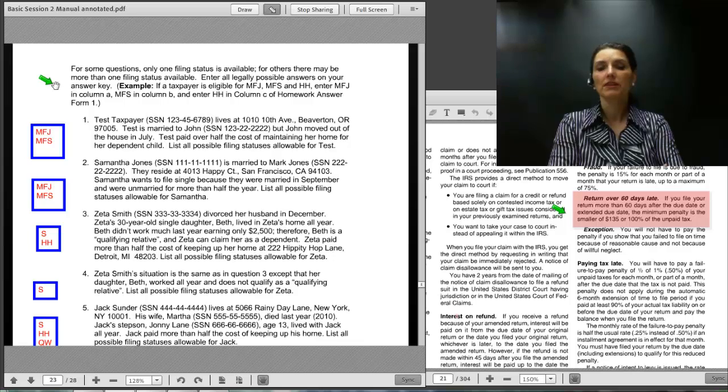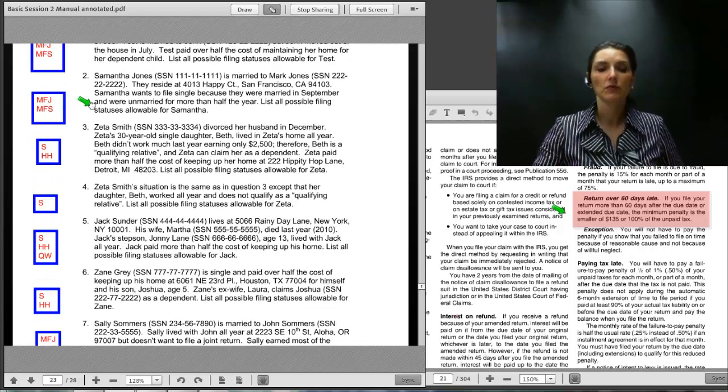And so with homework assignment A, we had a series of questions where we ask you to enter all of the legal possible choices for filing status. When we did classwork for Session 2, we asked you to select the most advantageous filing status. But for homework, we're saying, what are the potential filing statuses out there that they could choose from in the first place legally? And we already covered question number 1 at the end of Session 2, so let's begin with question number 2 in the homework assignment. Samantha Jones is married to Mark Jones. They reside in San Francisco.